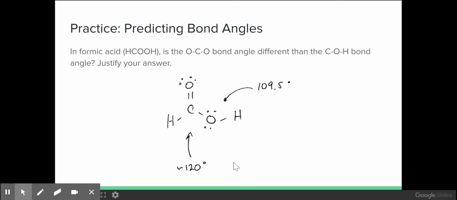When I draw the Lewis structure for this, it is a carboxylic acid. This carbon is locked together in a trigonal planar arrangement. This extra bond on this side of the molecule will make this bond angle slightly less than 120 degrees, but for all intents and purposes, this bond angle would be close to 120 degrees. The oxygen that's on the other side of the molecule is bent. So it's actually going to have a bond angle of 109.5 degrees.